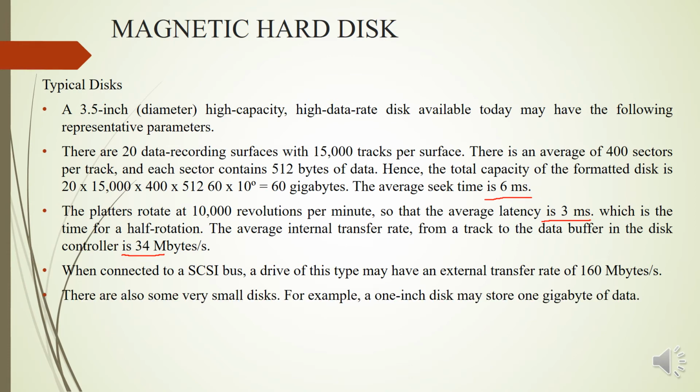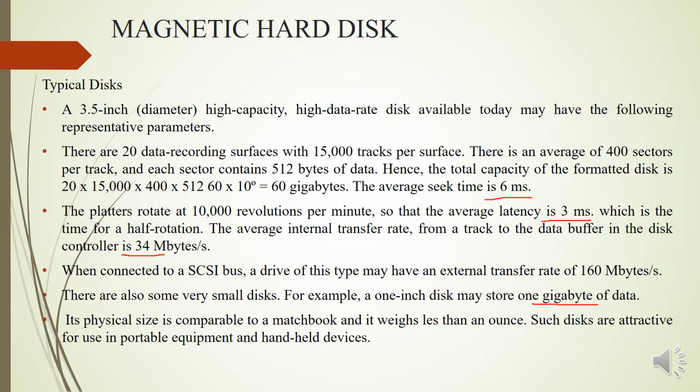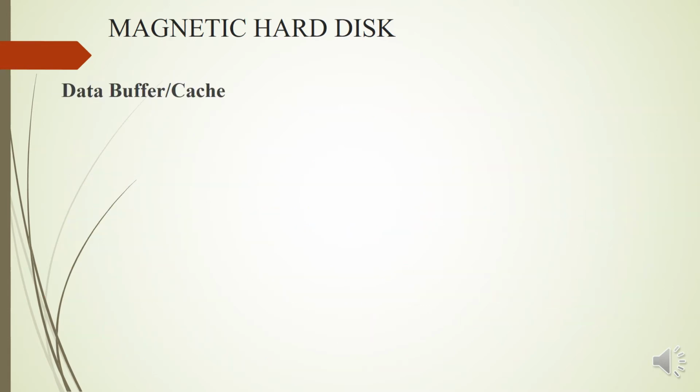There are also some very small disks of 1 inch which can store 1 gigabyte of data. Its physical size is comparable to a matchbook, and its weight is less than an ounce. Such disks are attractive for use in portable equipment and handheld devices. In a digital camera, such a disk could store 1,000 photographs.